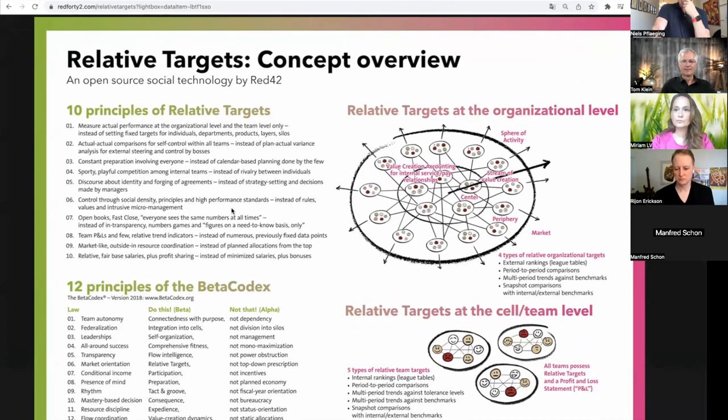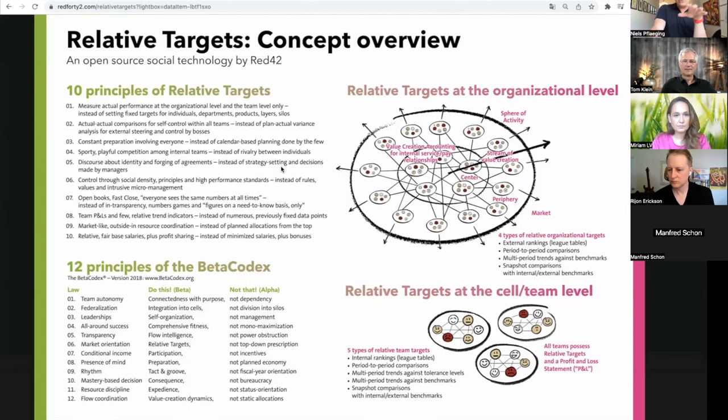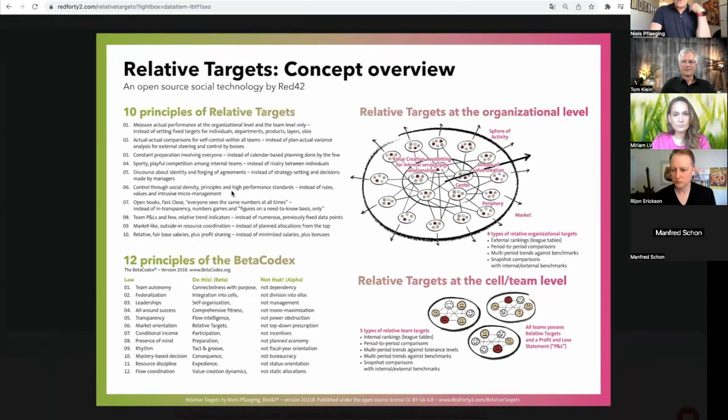The answer, I think, in making social technologies open source lies in defining principles or sets of principles to, let's say, define the code or the DNA of the approach of the social technology. And this is what has been done here. You can see here in the concept overview, in a way, relative targets consists of four big blocks, two sets of principles on the left, and two visualizations or levels of relative targets on the right side.